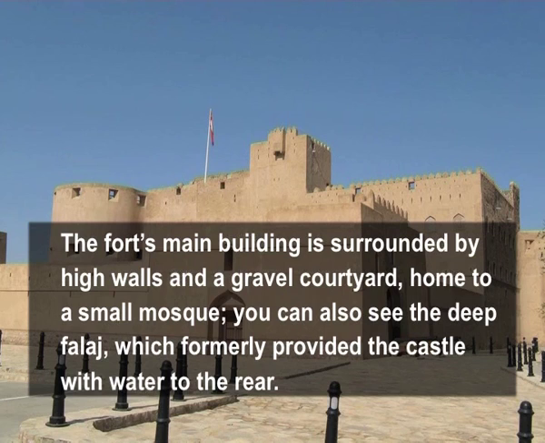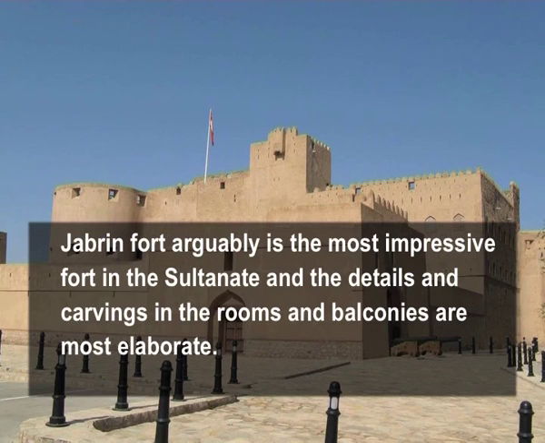You can also see the deep falaj, which formerly provided the castle with water to the rear. Jabrin Fort arguably is the most impressive fort in the Sultanate, and the details and carvings in the rooms and balconies are most elaborate. Finely painted flowers and symbols are found in the ceilings in the living rooms. Jabrin Fort is a remarkable blend of defensive architecture and sophisticated artistry. It consists of 3 floors and 55 rooms and is penetrated by Falaj Jabrin.